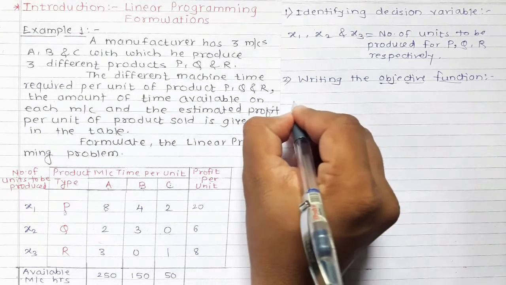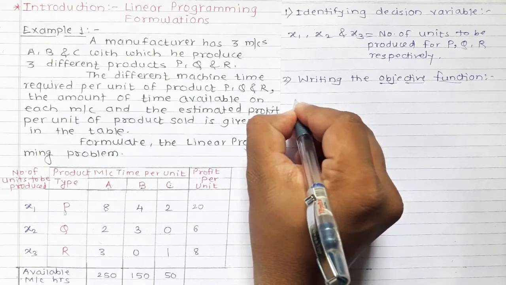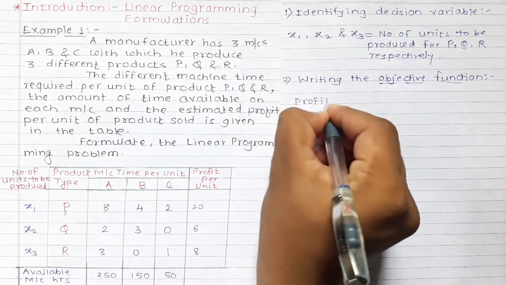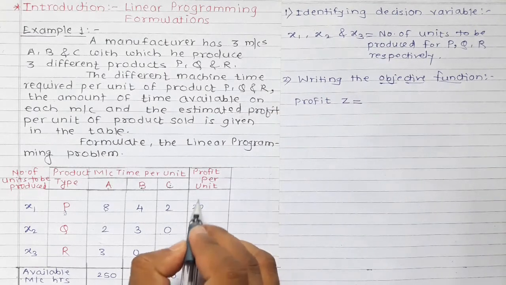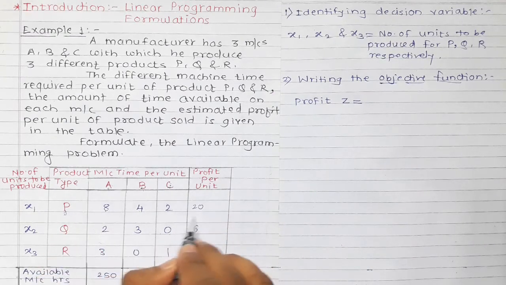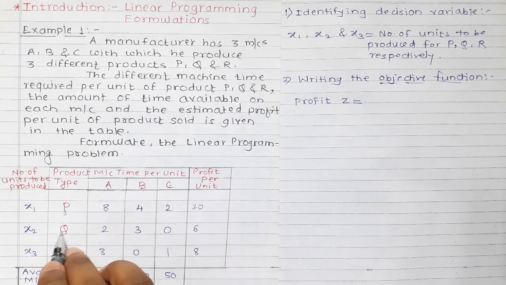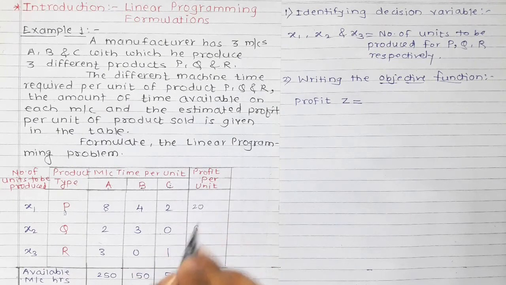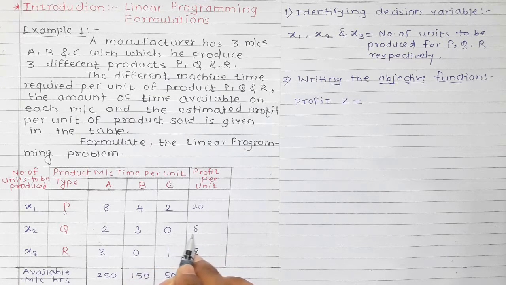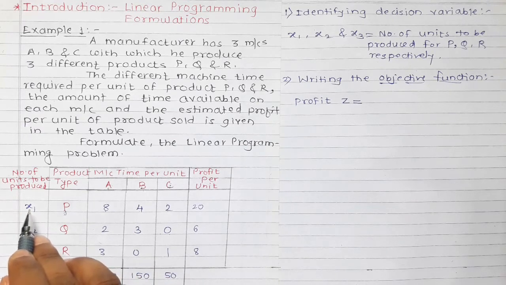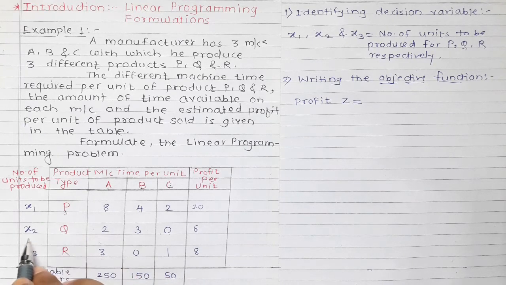So we will write the profit function, which is represented by Z, is equal to, so we know that the profit per unit of product P is 20, profit per unit of Q is 6, and profit per unit of product R is 8. So this is the profit per unit of product P, profit per unit of product Q and profit per unit of product R. But now we have assumed the total quantity or total units of product P, total units of product Q and total units of product R.